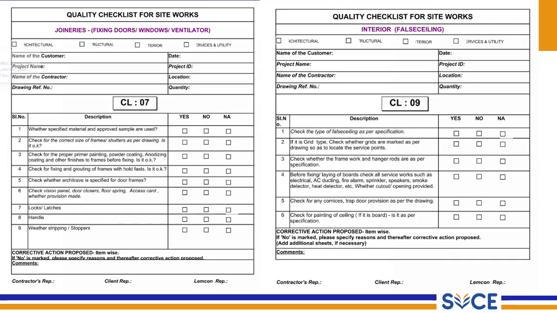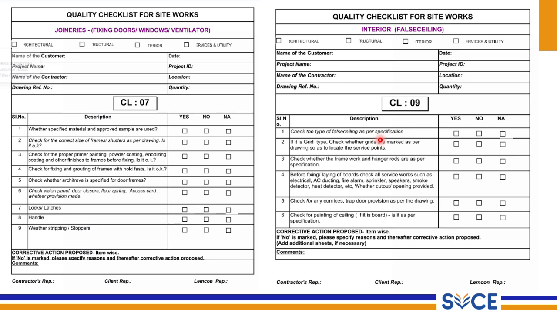So joineries: fixing doors, windows, and ventilators. This is an important point. Here they are talking about whether the specified materials and approved samples are used. Sometimes you will have wooden doors or steel doors. We need to make sure that the materials have arrived, and whether the proper materials have been used.